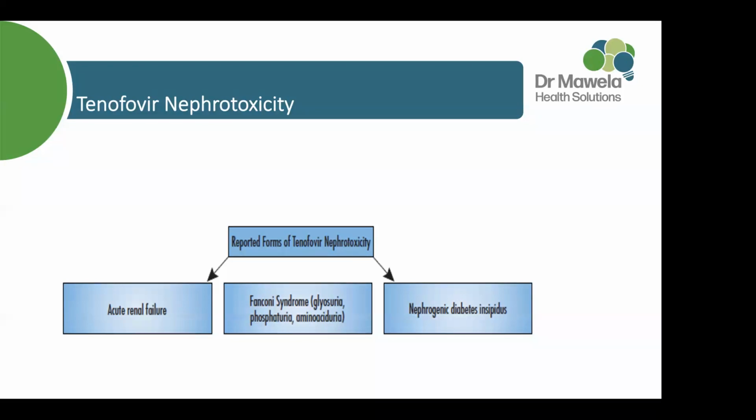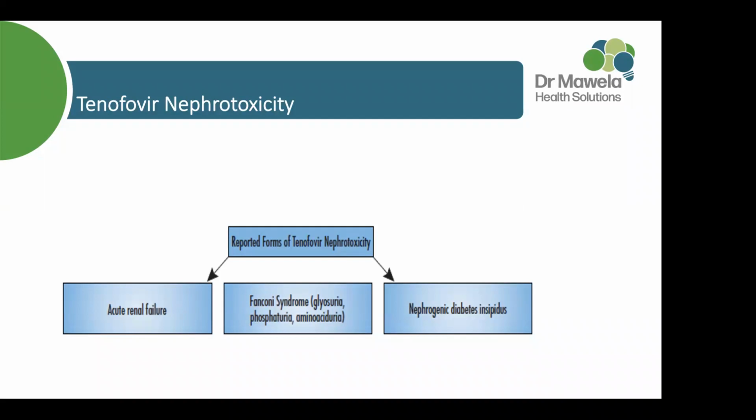Your proximal tubules would fail to reabsorb your glucose, phosphates, and amino acids. So if you find glucose in urine, phosphate, you start to think, can this be tenofovir, right? It can also lead to nephrogenic diabetes insipidus, where the kidneys are not responding to your antidiuretic hormone, ADH. That means your patient will fail to reabsorb water as well.